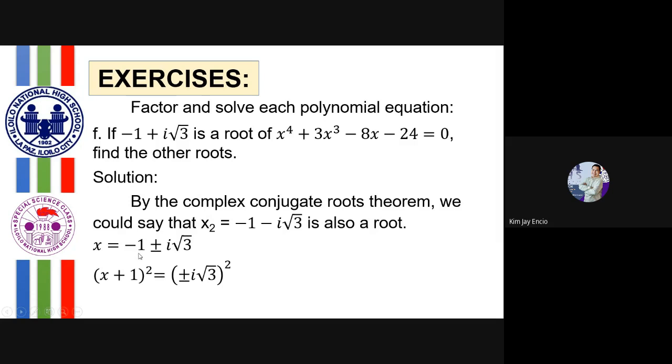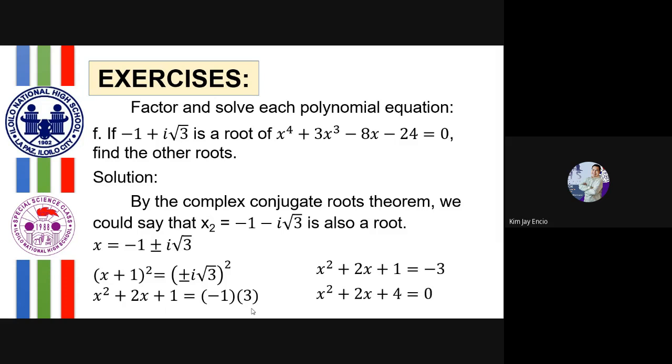Squaring the left hand side will be x squared plus 2x plus 1. If you square a plus minus, just remove the plus minus. The square of i is i squared, which is negative 1. The square of the square root of 3 is 3. The right hand side simplifies to negative 3, and adding 3 to both sides will give us x squared plus 2x plus 4 equals 0.